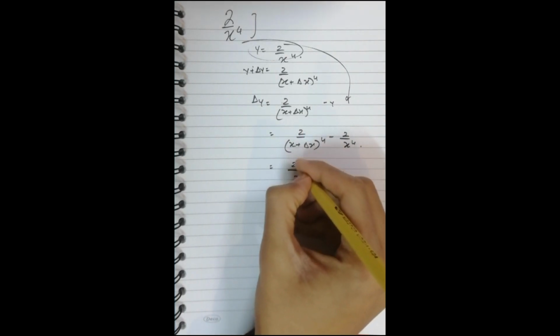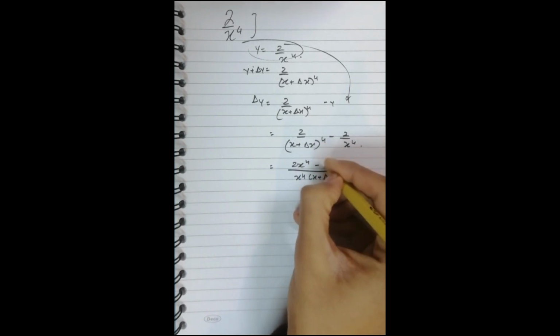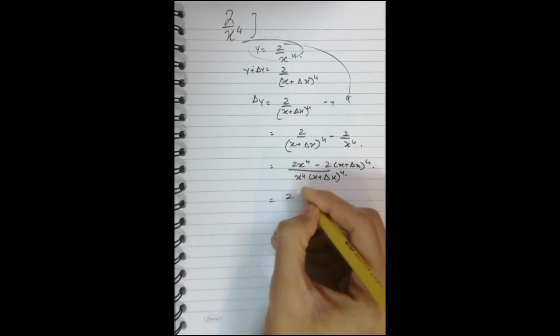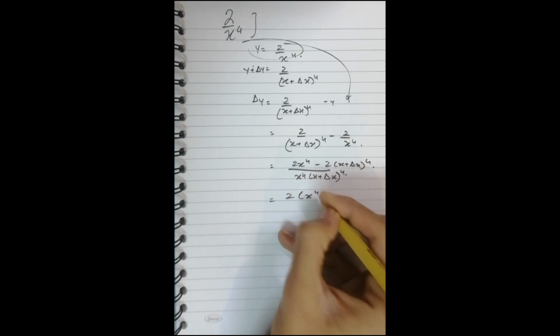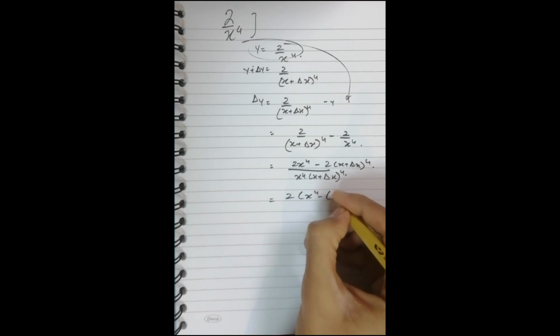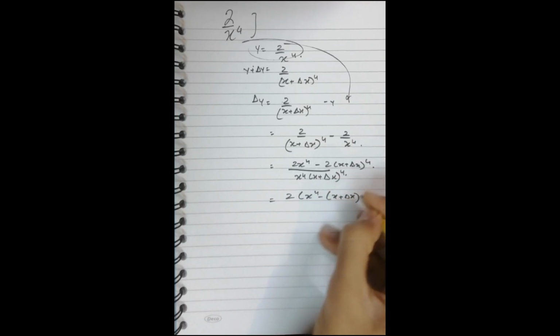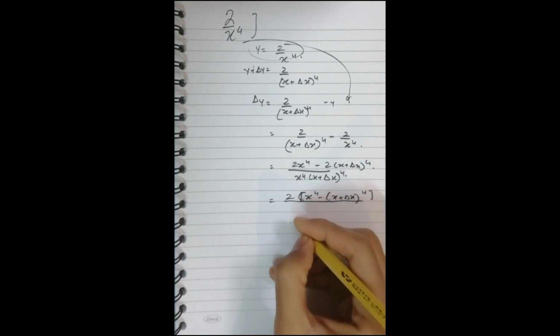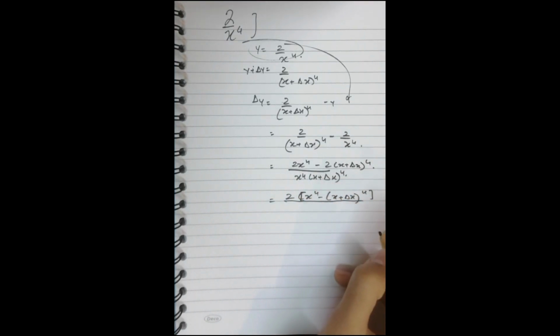Okay, so 2/x^4 minus 2/(x plus delta x)^4. I think that most of you have done the same thing, that you have removed 2 from both of the terms and taken it out as common. So I have taken out 2 common from here, and now you can see that these are two terms if you think of it like this.